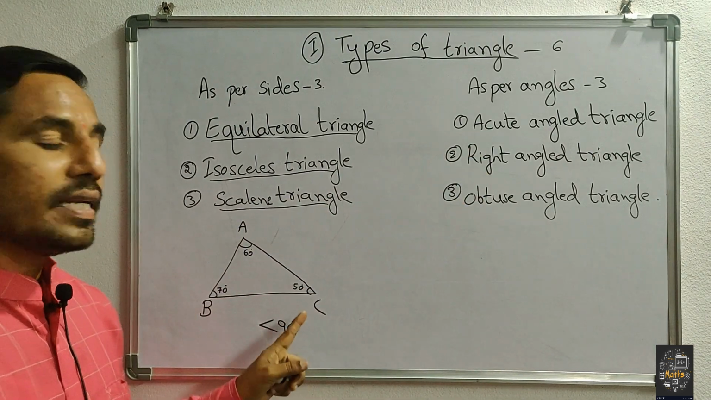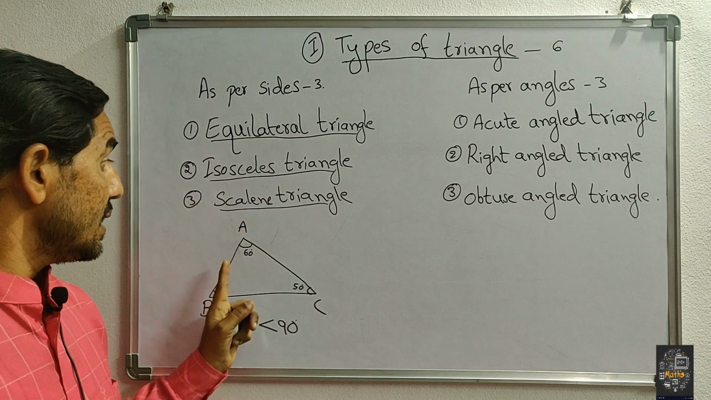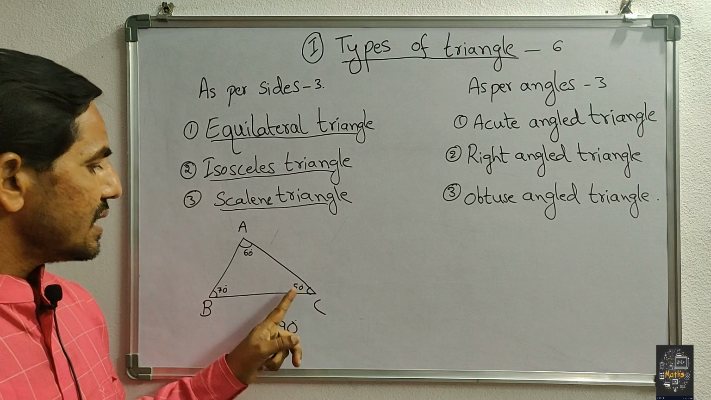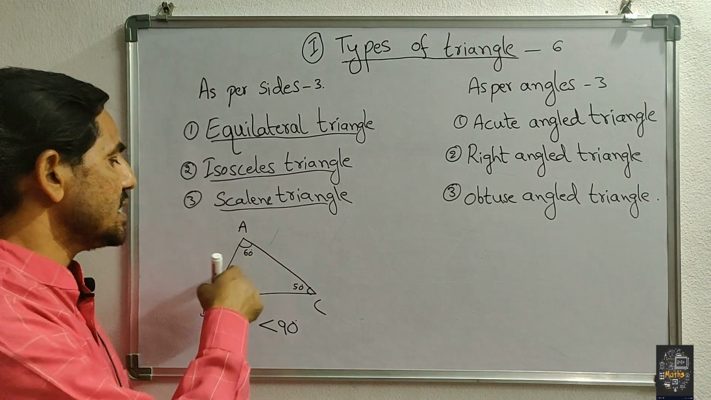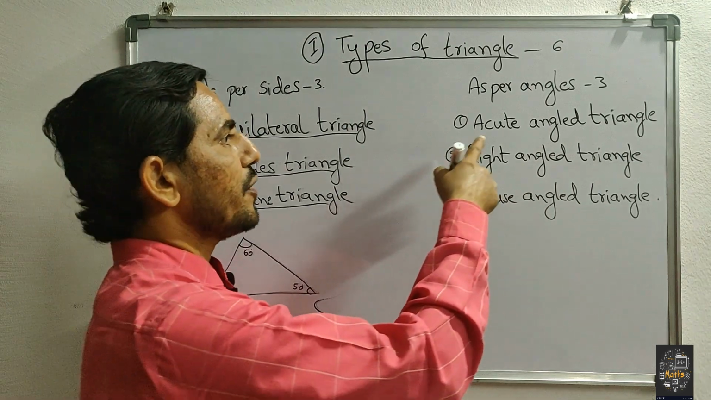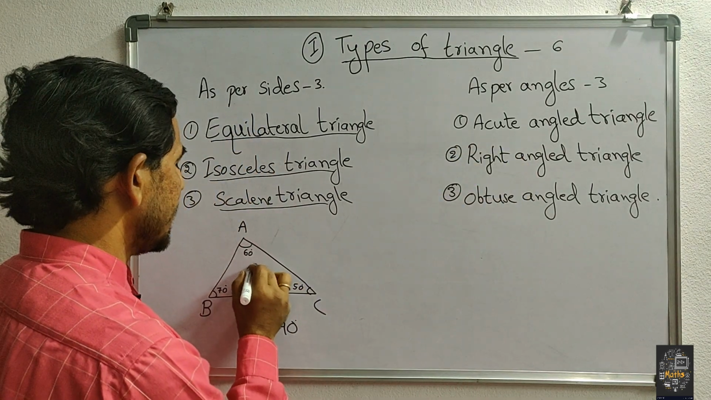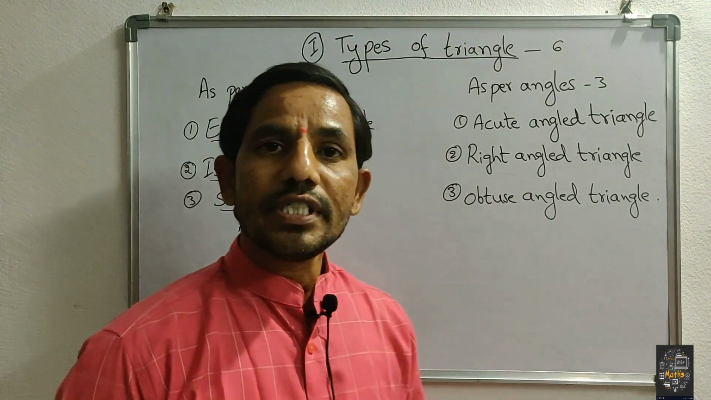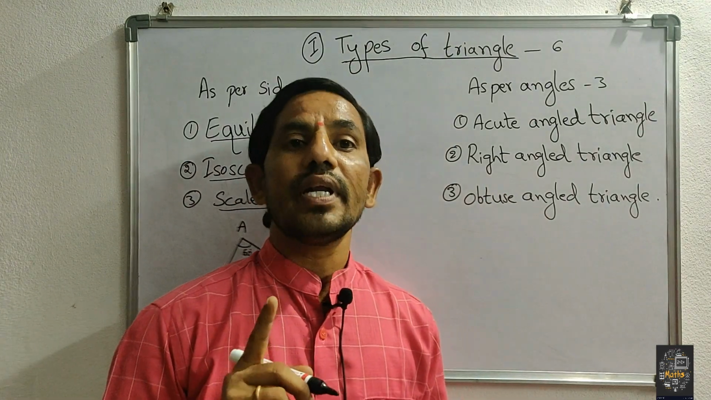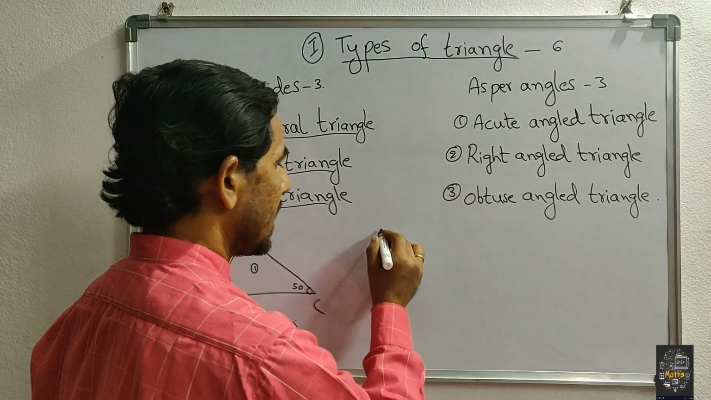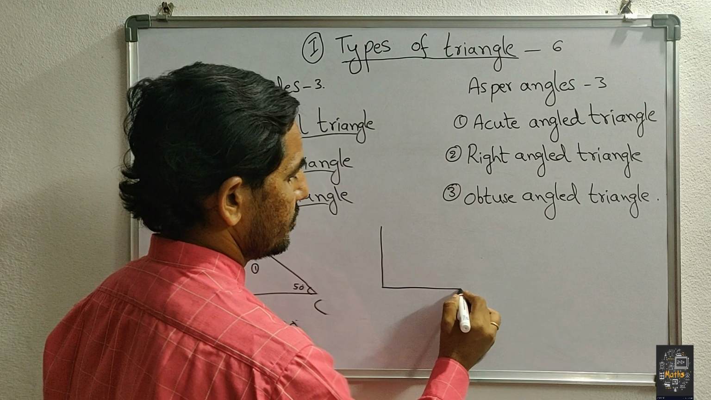In triangle ABC, angle A is 60, angle B is 70, angle C is 50 degrees. So here each angle is less than 90 degrees. That is an acute angled triangle. And the second one, right angled triangle, means a triangle in which any one angle is 90 degrees. That is a right angled triangle.